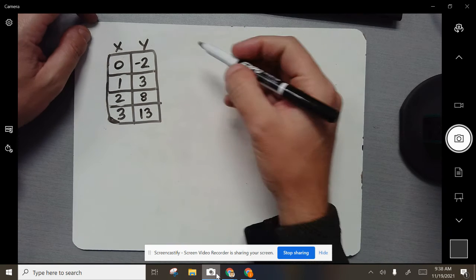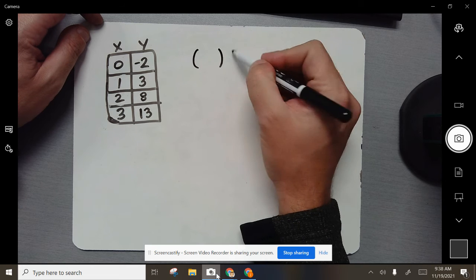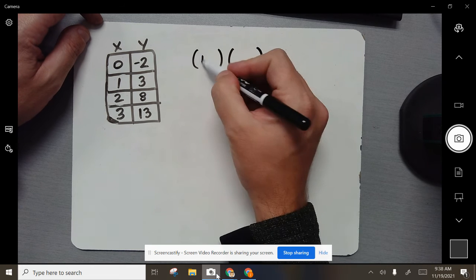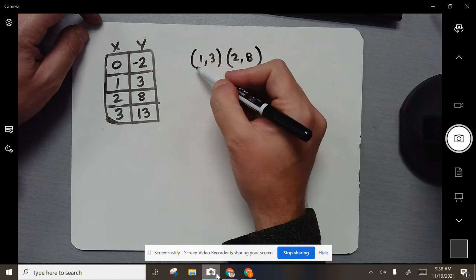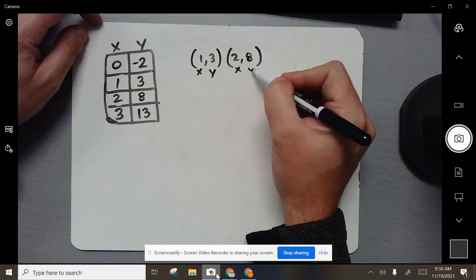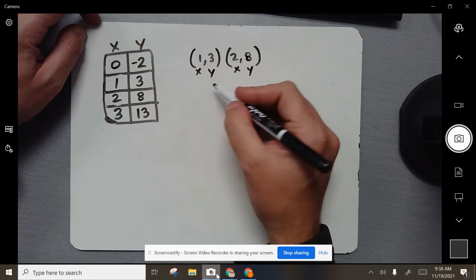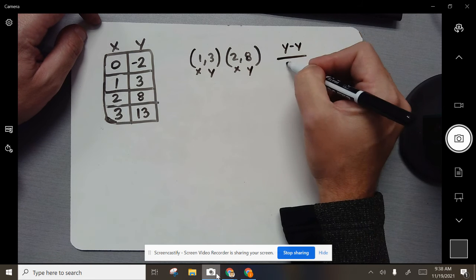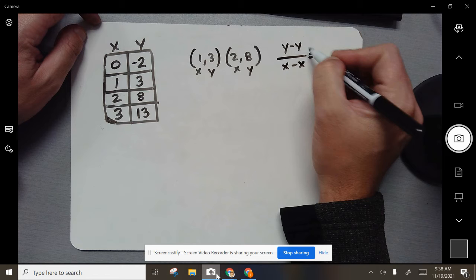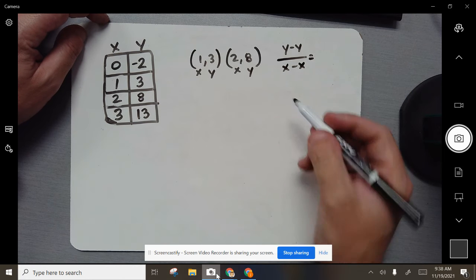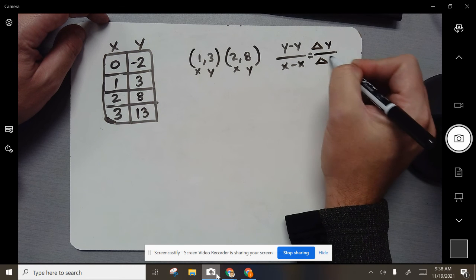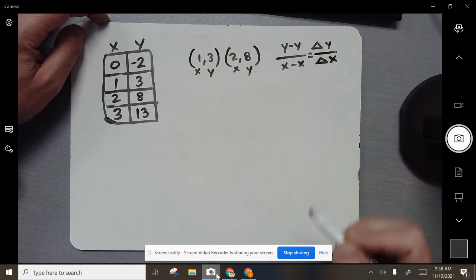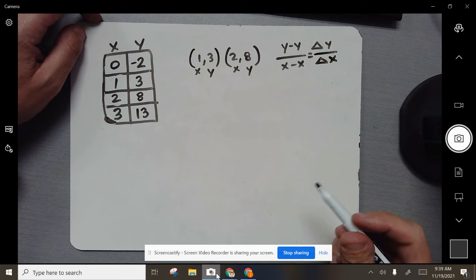I would say, okay, now guys, I'm going to pick 2 points. And I like to pick the ones that aren't negative. These are x and y. This is x and y. And now I'm going to do the formula. And the formula I know for slope is the change of y over the change of x. And that's the slope, right? If you haven't seen that before, the triangle means the change. Okay. Now, let's go ahead and do it.